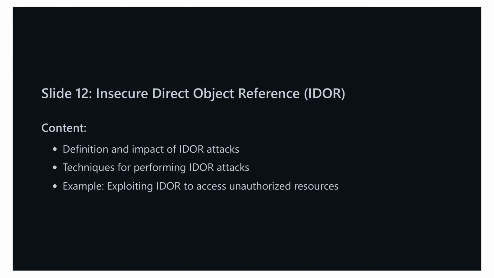IDOR occurs when an application exposes a reference to an internal implementation object, such as a file, directory, or database key, which an attacker can manipulate. If proper authorization checks are not performed, the attacker can access or modify these back-end resources, leading to potential data breaches or unauthorized actions. Our example will illustrate how straightforward it can be to exploit an IDOR vulnerability. By manipulating the URL or the parameters being used, an attacker might access resources that should be off-limits. Understanding this is crucial for securing your applications against such threats.